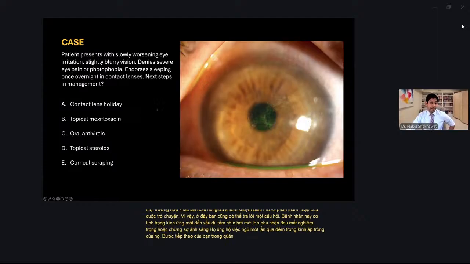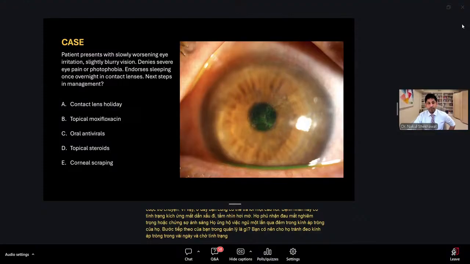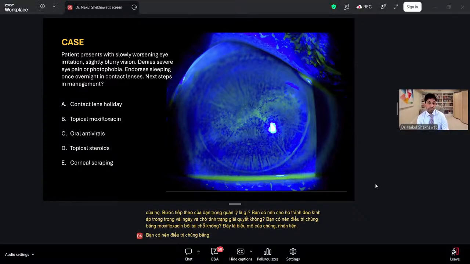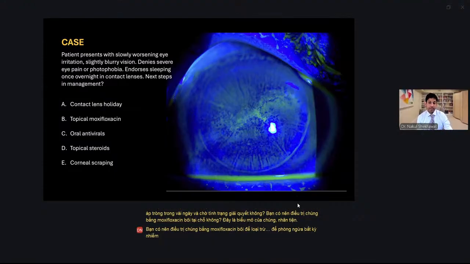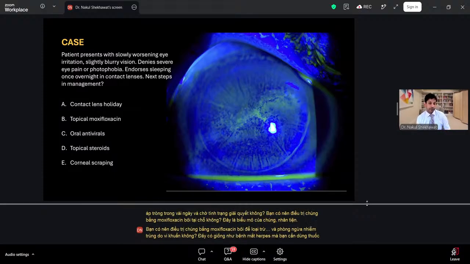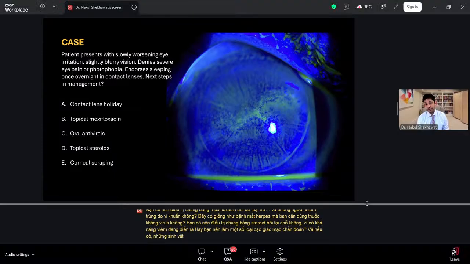Should you have them stay out of their contact lenses for a few days and wait for the condition to resolve? Should you treat them with topical moxifloxacin? Here's their epithelium, by the way. Should you treat them with topical moxifloxacin to preemptively address any bacterial infection? Does this look like a herpetic eye disease where you need to treat them with antivirals? Should you treat them with topical steroids, given that there's inflammation potentially going on? Or should you do some sort of diagnostic corneal scraping? And if so, what specific organisms should you try to test for in your scraping?